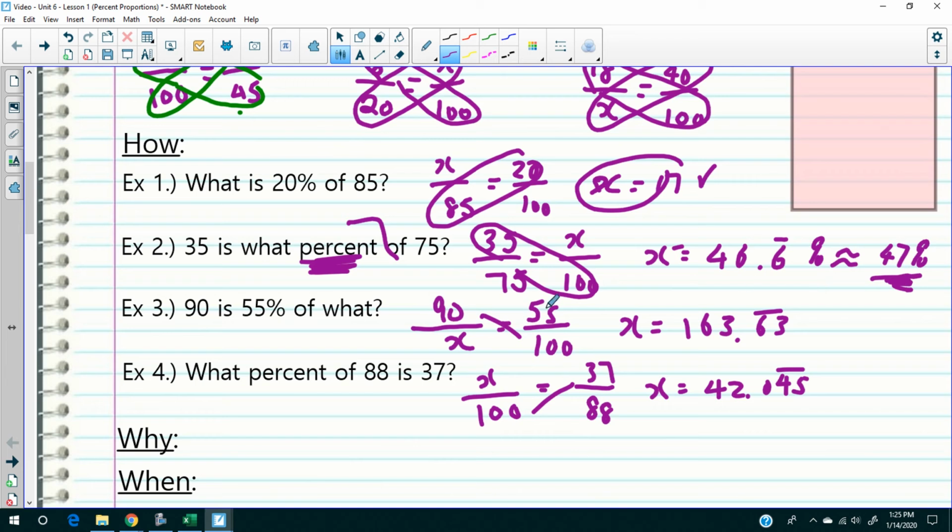Give them a percent, right? Again, what percent? Give them a percent. So this one's going to be approximately 42%. Okay? All right. Let's keep going with the show.